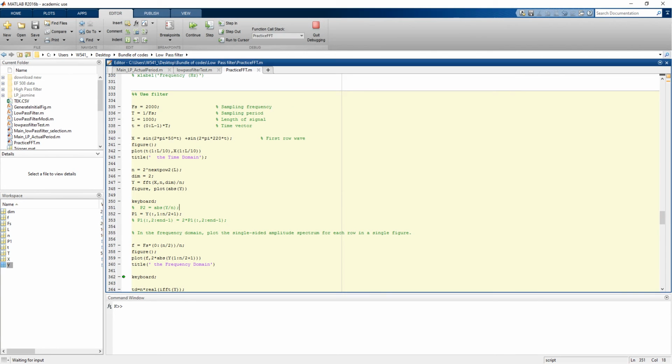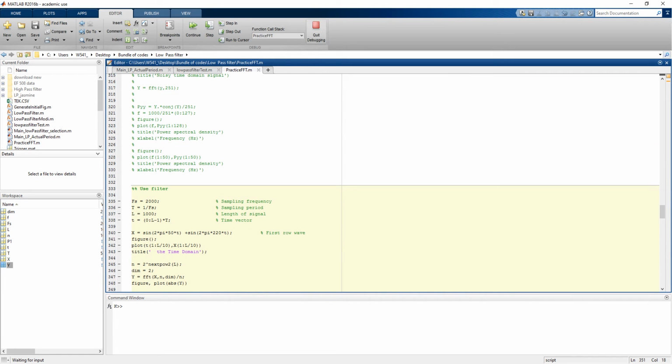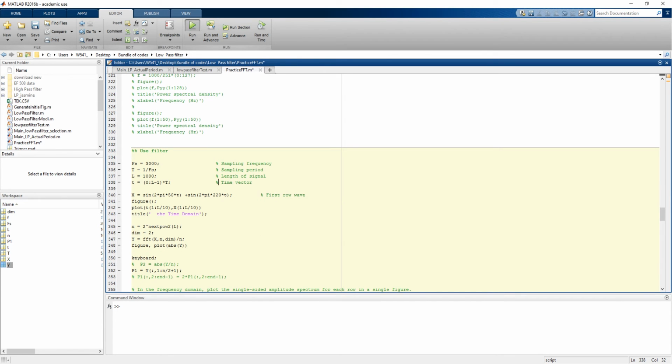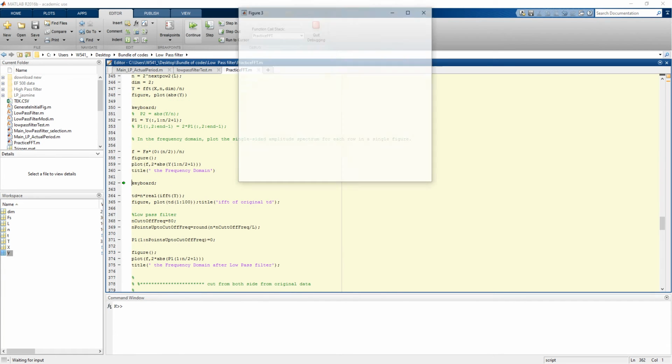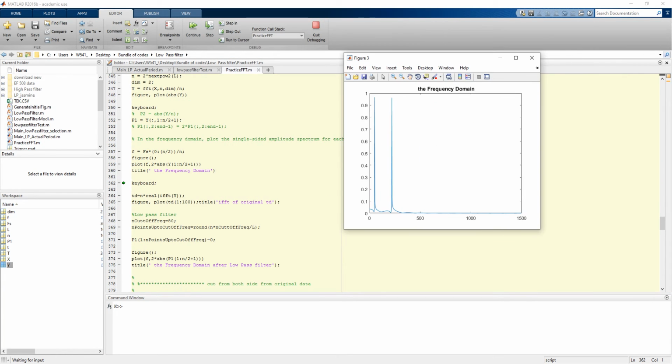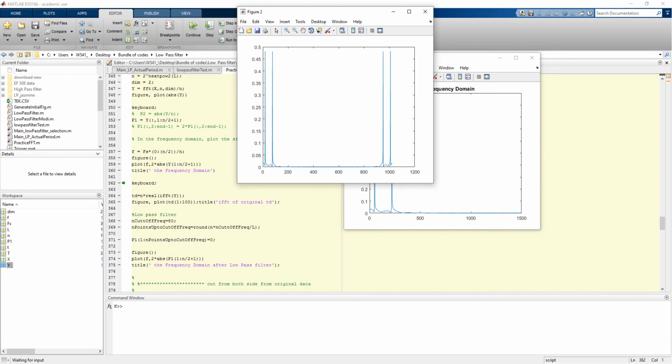Let's, for further clarification, do one thing. Let's change this sampling frequency to 3000. Let's see how our calculation goes. So here if you use 3000, let's see whether we can see the right frequency or not.